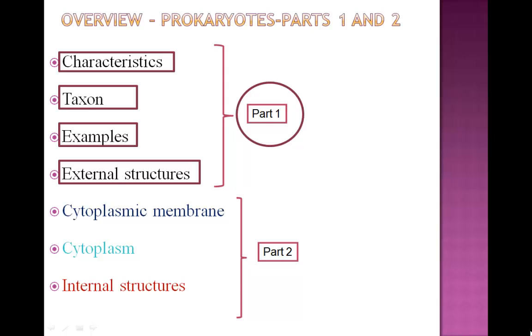Here is an overview of the study of prokaryotes part 1 and 2. We will first go over the characteristics of prokaryotes, the taxon, and examples of prokaryotes. Then we will look in detail the structure of prokaryotes, going from the outermost parts to the innermost parts of the prokaryotic cell. We will study the external structures, the cytoplasmic membrane, the cytoplasm, and the internal structures.